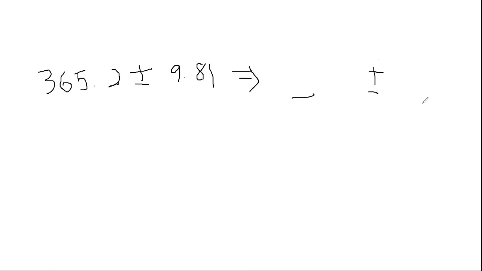Okay, let's see. 365.2 plus minus 9.81. Okay, this is a little challenging one. Let's see, I give you 1 minute for all of you. Give me the proper way. How do you write this number with the proper significant figure and uncertainty? Okay, 1 minute for you.